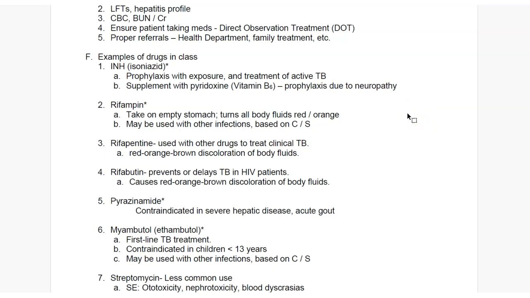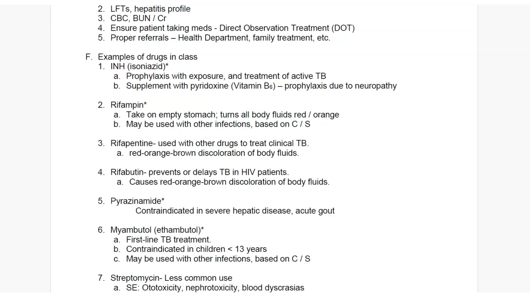Next medication is rifampin. With rifampin, we need to make sure that this medication is taken on an empty stomach, and we need to warn our patients that this specific medication can turn body fluids red and orange. This is very important because we don't want our patient to panic when they go to the bathroom and see that their urine is bright red or orange, right? So please keep that in mind. Also, in addition to TB, this medication can be used for other infections depending on their culture and sensitivity results.